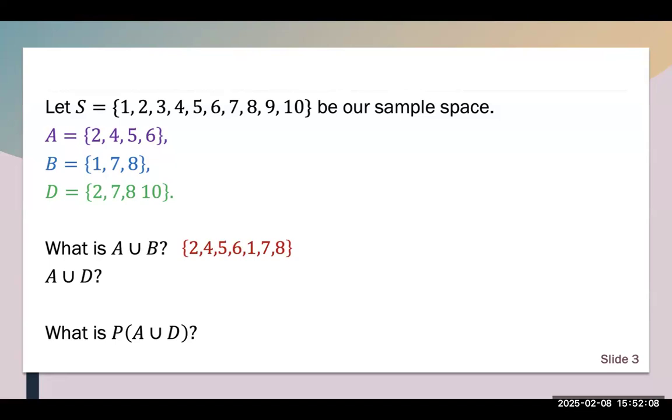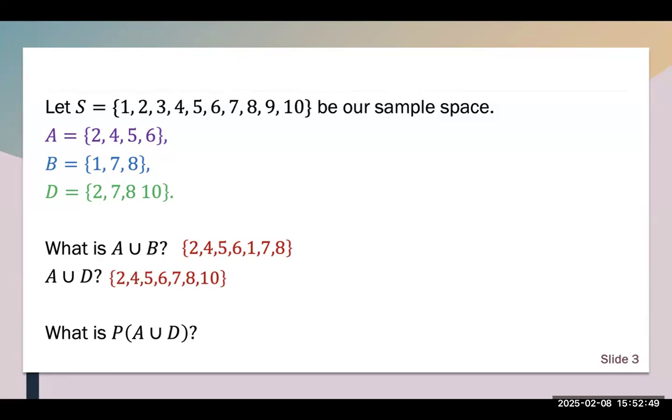Let's try to find the set A or D. So take a minute and see if you can write it down. Okay, so A or D is the set 2, 4, 5, 6, 7, 8, 10. Notice that A and D are not mutually exclusive. They have something in common. The sets A and B do not have anything in common, but A and D have the number 2 in common. When we have a number in common, we do not repeat it. We just write it once because it only occurred once in our sample space. So this is the set A or D.